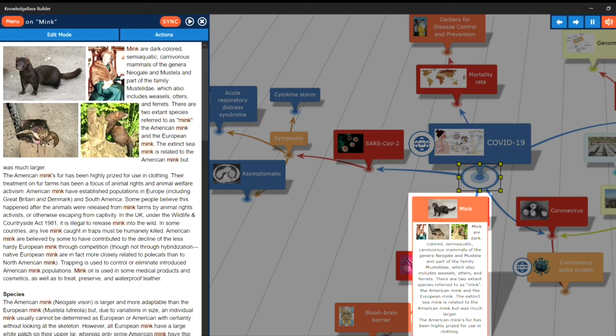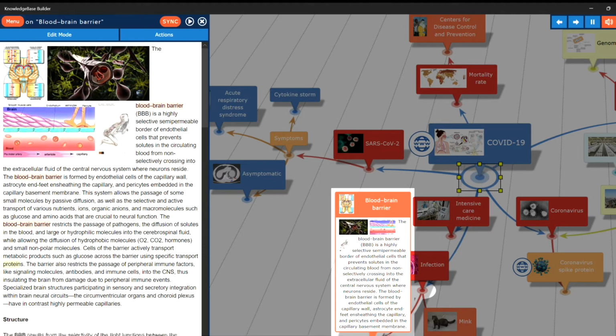Mink. Mink are dark-colored, semi-aquatic, carnivorous mammals of the genera Neogale and Mustela and part of the family Mustelidae, which also includes weasels, otters, and ferrets. There are two extant species referred to as mink, the American mink and the European mink. The extinct sea mink is related to the American mink but was much larger. The American mink's fur has been highly prized for use in clothing.